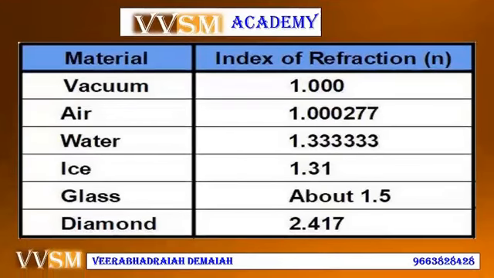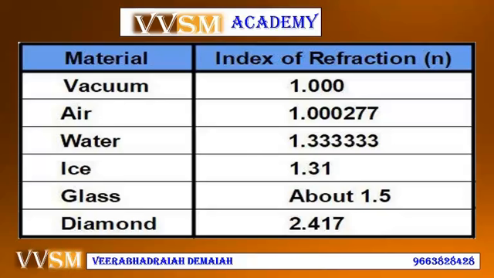Material and the index of refraction. Generally, the student should remember the important values. In vacuum, where light travels, the index of refraction or refractive index is 1. For air it is 1.00277 for optical measurements. The refractive index in vacuum as well as air is taken as the same, that is 1. Water is 1.3. Ice is 1.31. Water and ice are considered as 1.3 only. Glass is about 1.5. Generally, the refractive index of glass is 1.5.